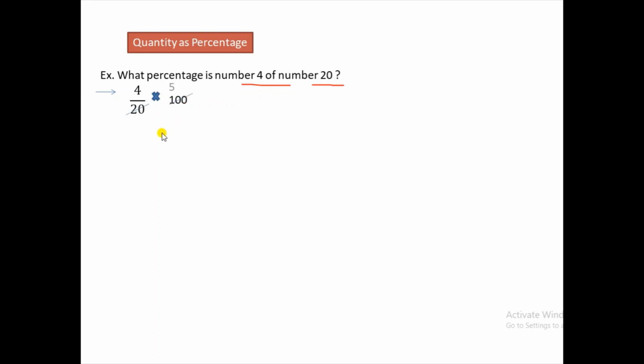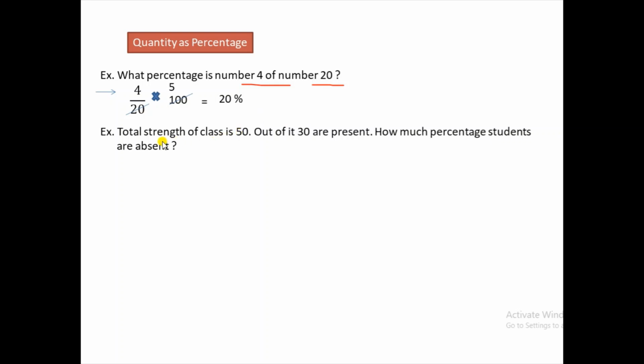So 4 by 20 multiplied by 100. So 100 by 20 is going to be 5. 5 into 4 is going to be 20%. So I have got marks of 20%. Okay, so 4 out of 20 means I have got 20% marks.